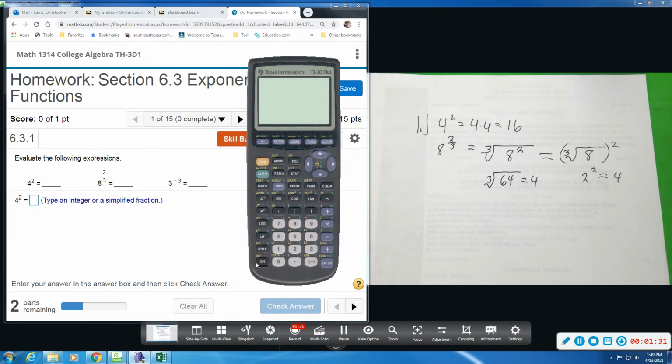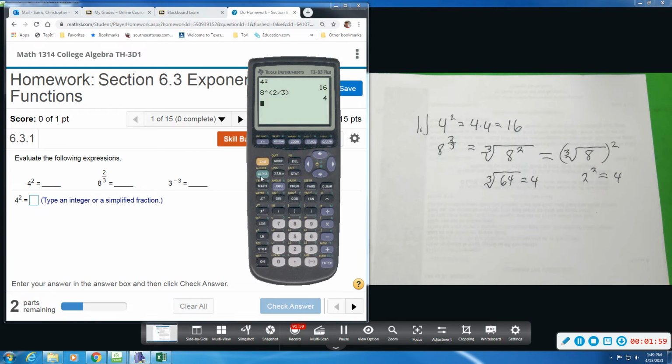Let's go calculator. First, I'm going to show you 4 squared. You can just type it in. You get 4 squared 16. If you want to do 8 to the 2/3 power, what you need to do, 8. Now, if you have the 84, it will show you a different format, but on the 83, I have to do raised, and I have to do this in parentheses. 2 divided by 3. So this is 8 raised to the 2/3 power. And you see we get 4.